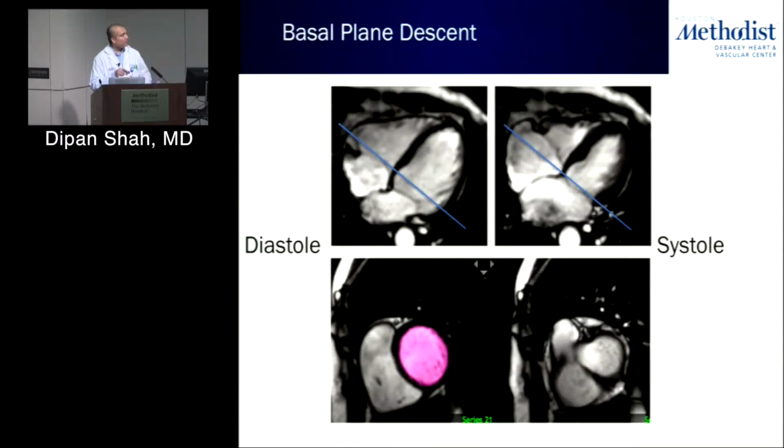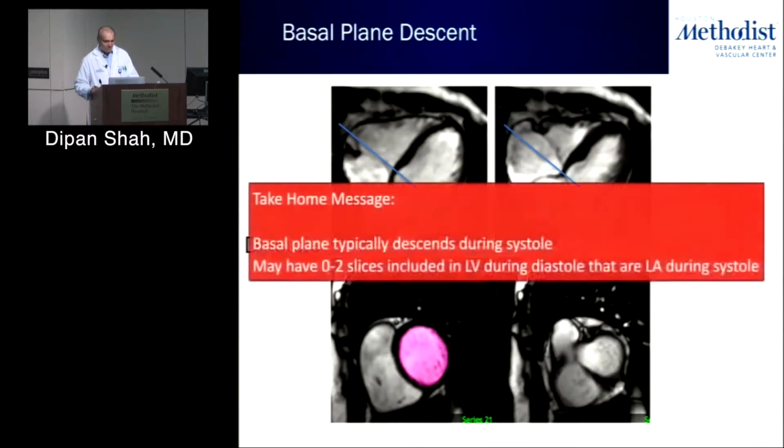The other important thing is this is not a fixed value. This base to apex descent varies from patient to patient. So you have to actually look at each individual patient, look at the frame that you've got as your basal slice, and see what happens for that person during systole. In some people, there's no base to apex descent. In some people, you may actually have 2 slices, 20 millimeters of base to apex descent, in which case you may have 2 slices that you don't trace in systole, but that you do trace in diastole. So you have to really look at the images to determine what's the ideal way to do the tracing.